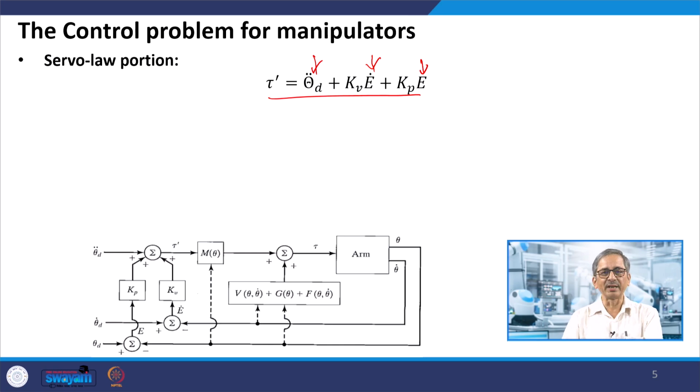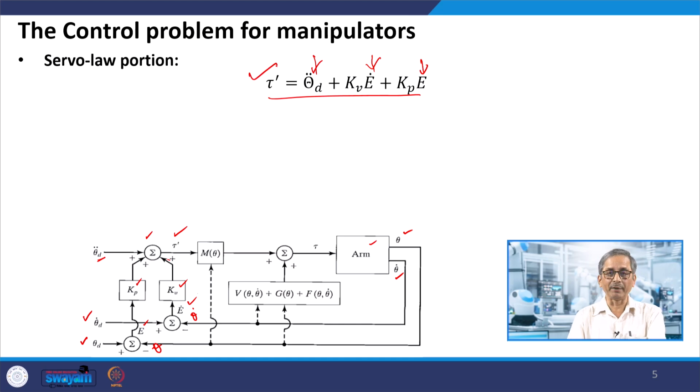This is how things can be represented through the block diagram. You have the arm, and you get theta and theta dot values from here. You have the desired value of theta and the desired value of theta dot. You take the difference of theta and theta d, similarly theta dot and theta d dot. So you get the error and error derivative here, multiply with the gain Kp and the gain Kv, and then sum both of these with theta d double dot. This is what you get, the tau dash.